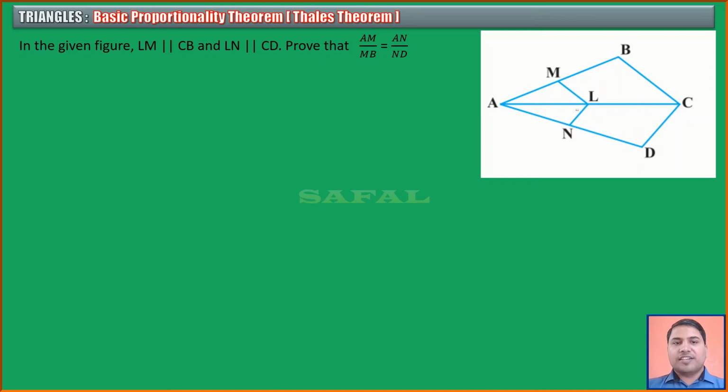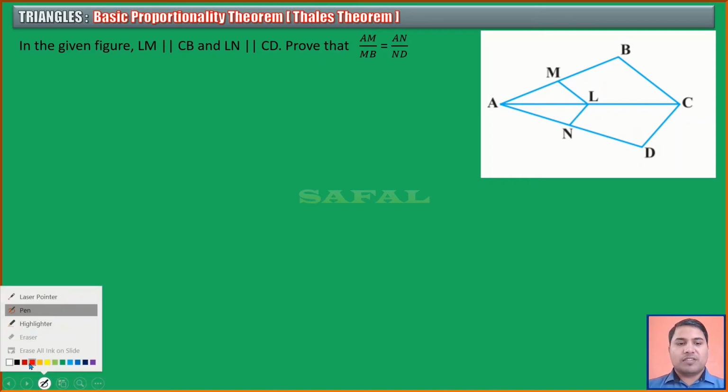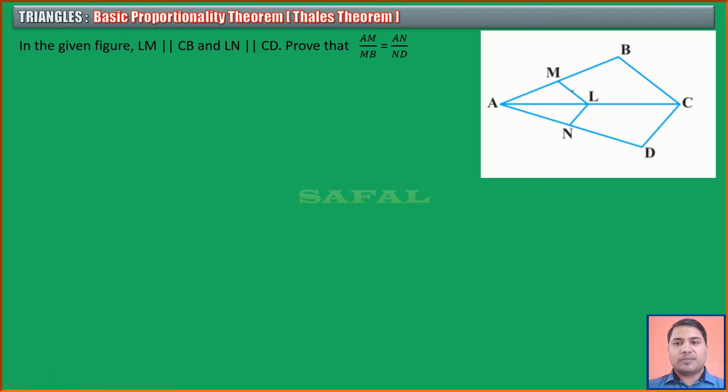In the given figure, LM is parallel to BC. What is given to us? That they are telling this line is parallel to this line and LN is parallel to CD. That means this line is parallel to this line. Now what they are asking us to prove is AM by MB should be same as AN by ND. So easily we can prove.